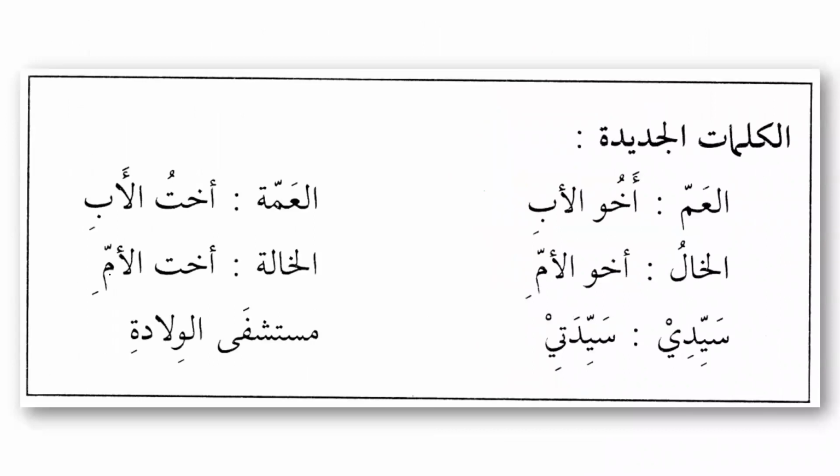الكلمات الجديدة, the new words. العم, it is أخو الأبي, the brother of the father, that means paternal uncle. And the feminine of al-ammu is al-ammatu أخت الأبي, the sister of the father, that means paternal aunt. Then we have al-khalu, that means أخو الأمي, the brother of the mother. And al-khalatu أخت الأمي, the sister of the mother, that is the maternal aunt.